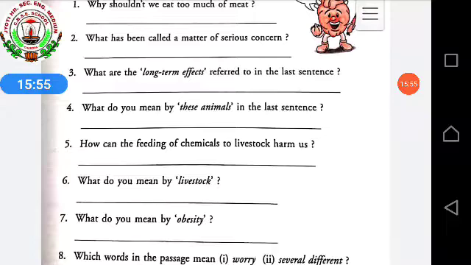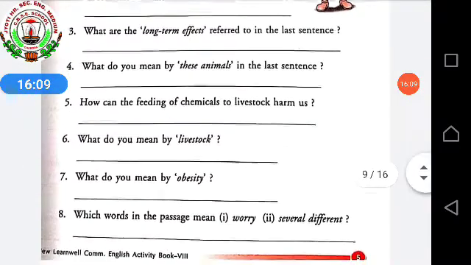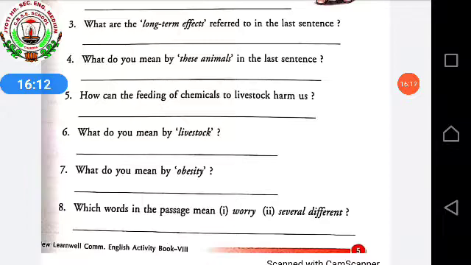How can the feeding of chemicals to livestock harm us? What do you mean by livestock? Livestock meaning I already gave you in the meaning section, so from there you can search it out. Then what do you mean by obesity? While explaining the chapter also I told you about obesity. Then 8th question. Which words in the passage mean worry? First one. Second, several. You have to search out those words from the passage. Till here understood?